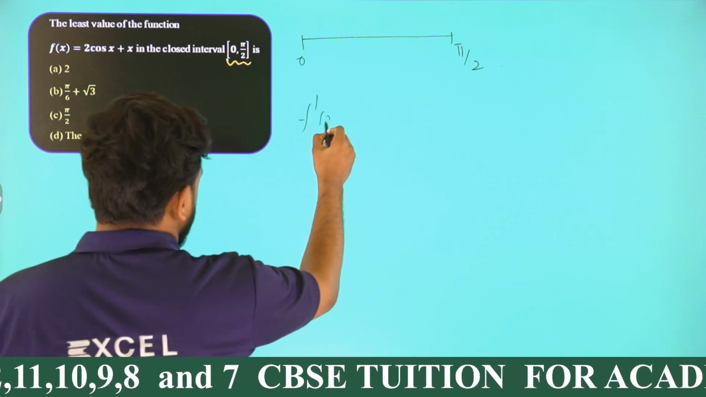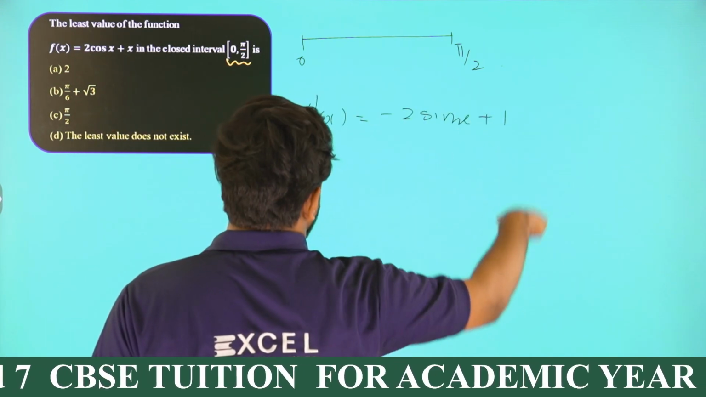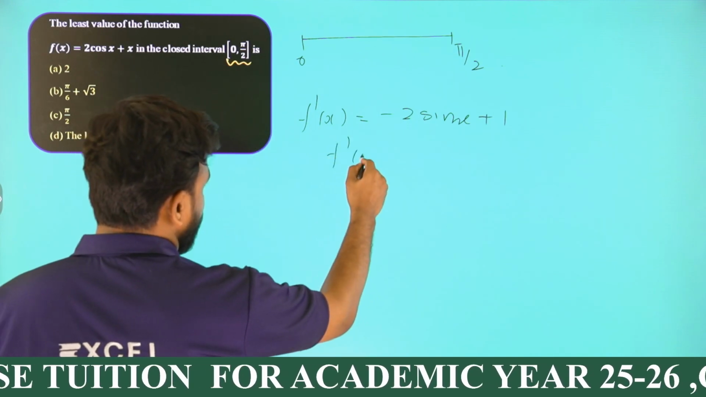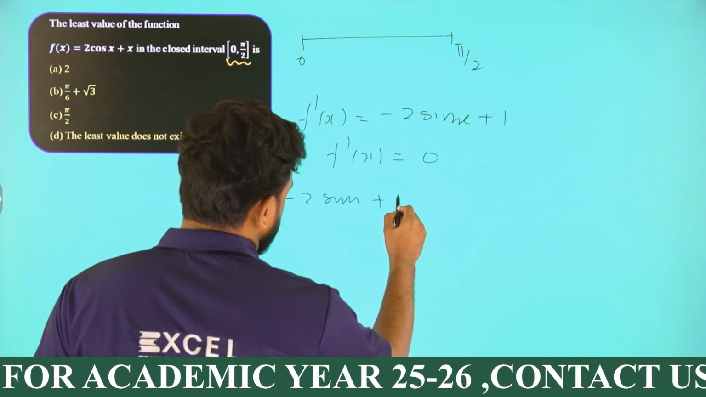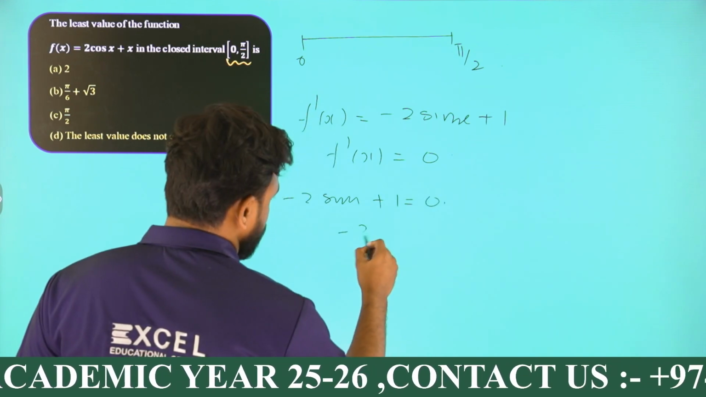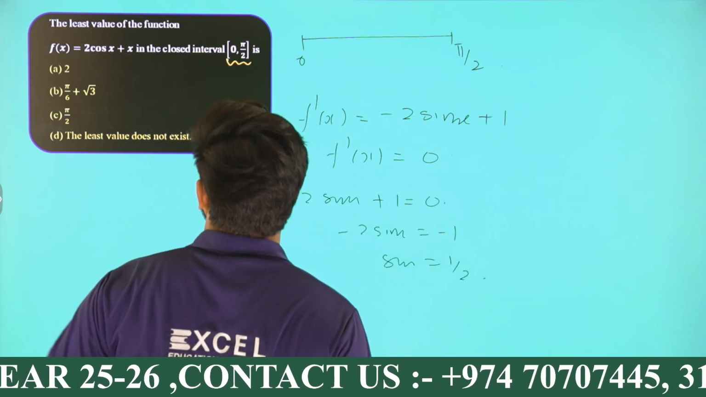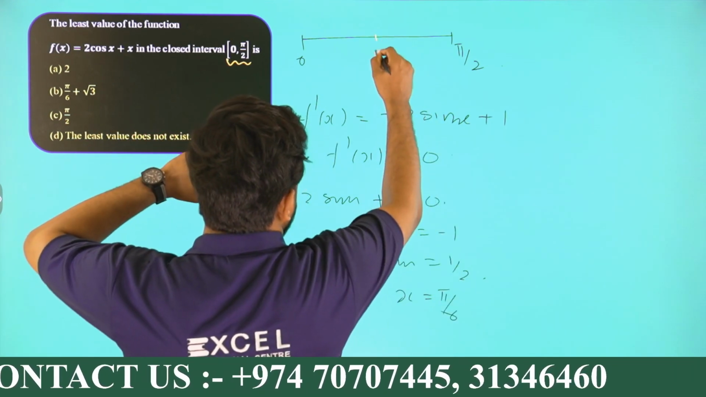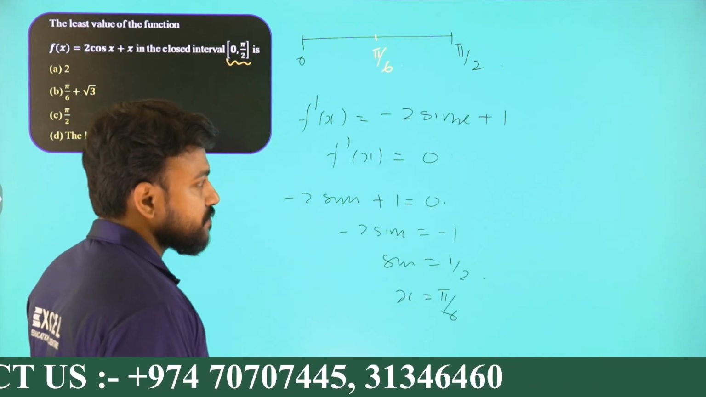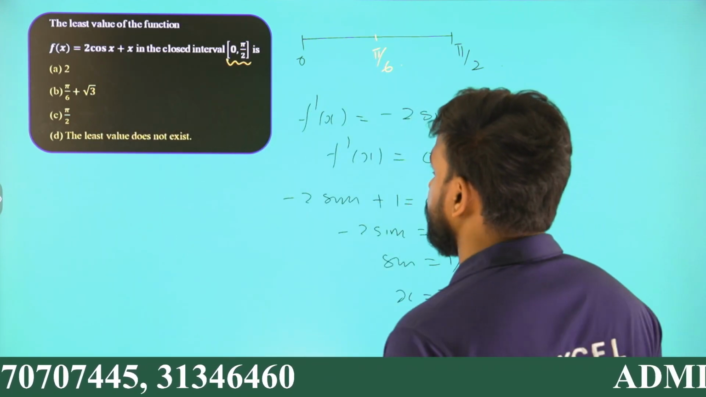So what is f dash of x? Minus 2 sin x plus 1. The critical point is at f dash of x equal to 0. So minus 2 sin x plus 1 is equal to 0. Minus 2 sin x equals minus 1. Sin x is equal to 1 by 2. In the first quadrant, x will be pi by 6. So you got the critical point, pi by 6. Ready? Now we have to put these values in it.